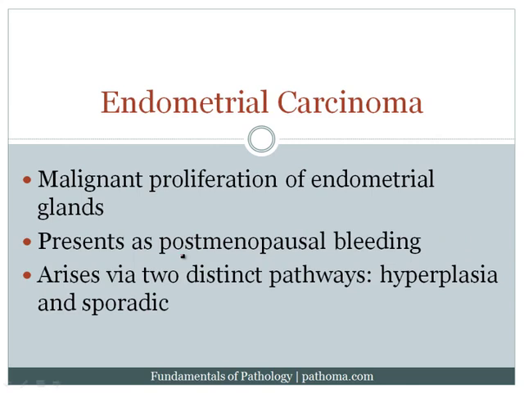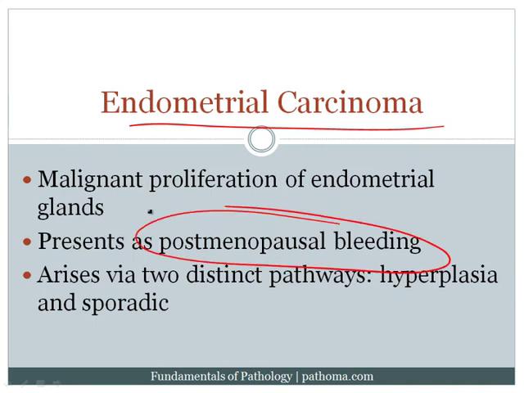Now, of course, the consequence of endometrial hyperplasia is endometrial carcinoma. So we want to now discuss endometrial carcinoma. What is endometrial carcinoma? A malignant proliferation of endometrial glands. How is it going to present? Well, you've got this growth of the endometrium, and as it begins to grow, eventually it'll bleed, and so the patients classically present with postmenopausal bleeding.